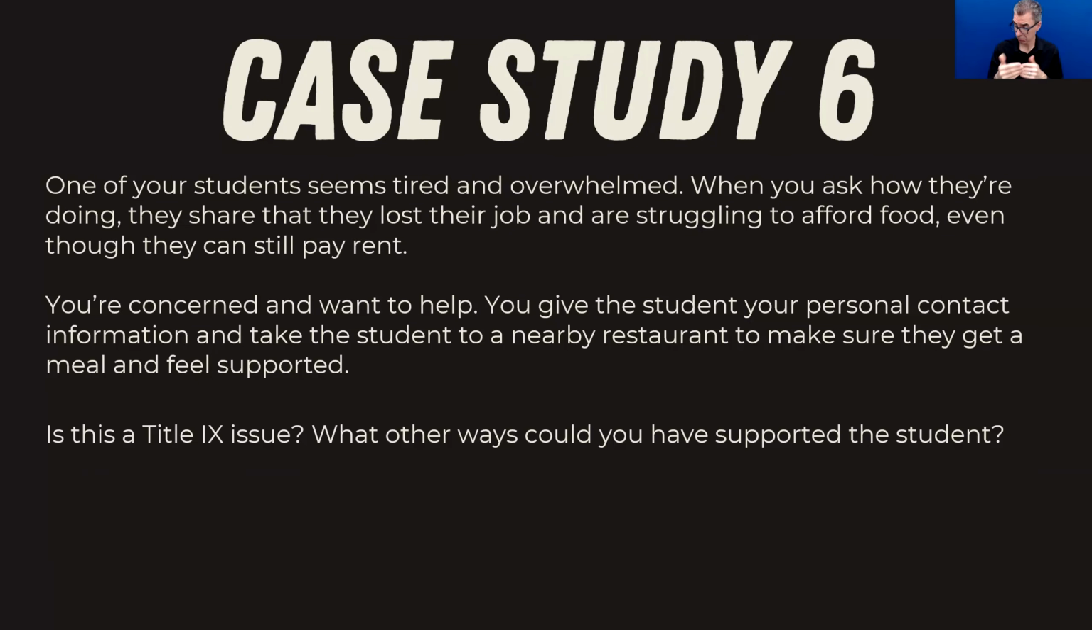Okay, so case study number 6. One of your students seems tired and overwhelmed. When you ask how they're doing, they share that they lost their job, are struggling to afford food, and even though they cannot pay, they can still pay rent. You're concerned and want to help. You give the student your personal contact information and take the student to a nearby restaurant to make sure they get a meal and feel supported. Is this a Title IX issue? And what are other ways to support the student?